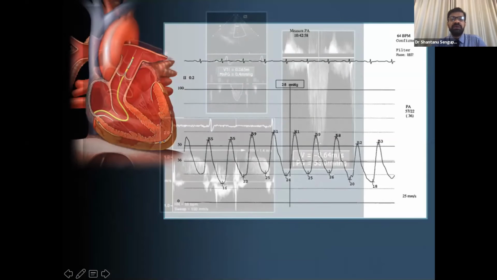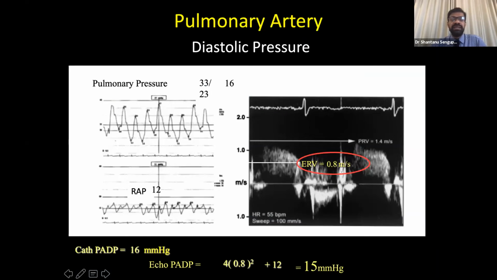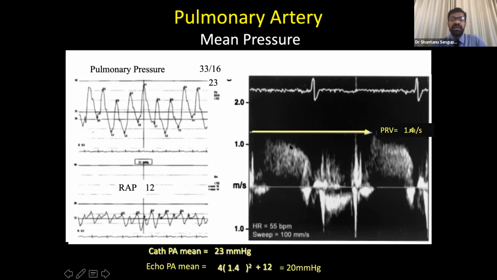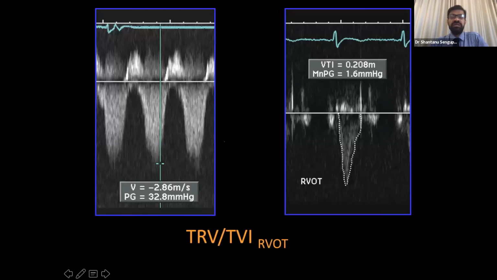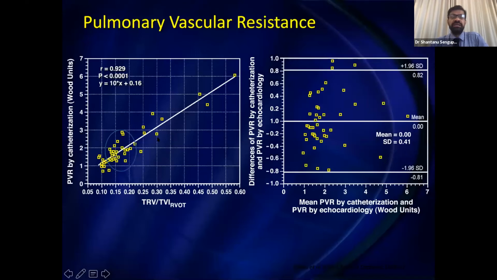You can always also look at the pulmonary arterial mean pressure and pulmonary arterial diastolic pressure by looking at the PR velocities and looking at both the values. A rough estimate for non-invasive understanding of pulmonary vascular resistance is looking at the PVR by 10 times the tricuspid velocity divided by the VTI at the RVOT, and this is how we do it.